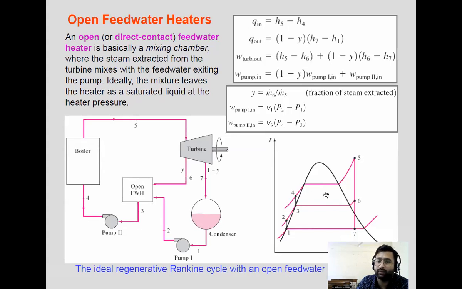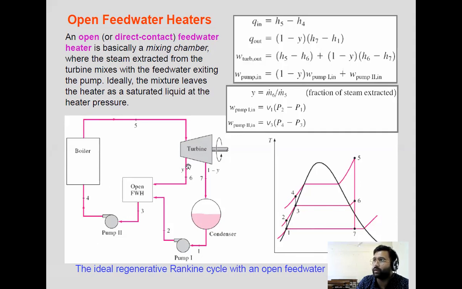Okay, this is a regenerative cycle. 1 to 2 is a compression in pump 1. 2 to 3 is heat addition in feed water heater. Again, 3 to 4 is compression in pump 2. 4 to 5 is heat addition in boiler. 5 to 6 is first expansion here in the turbine itself.